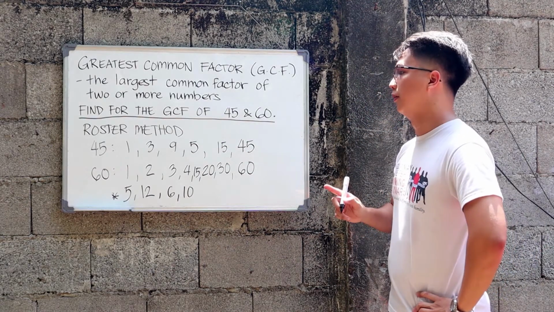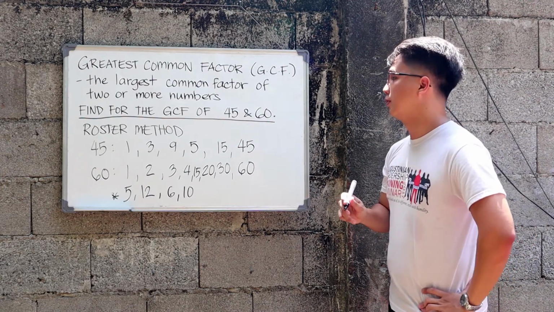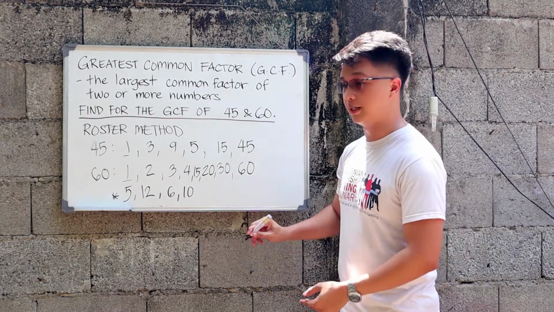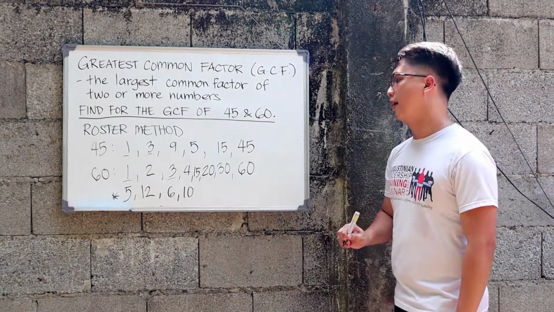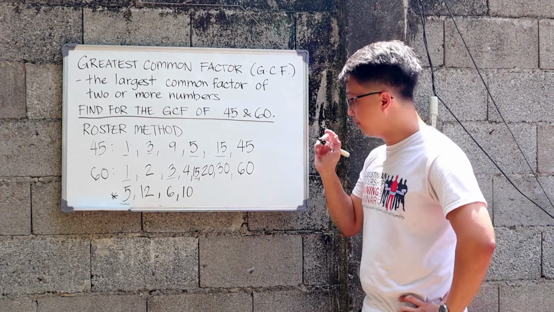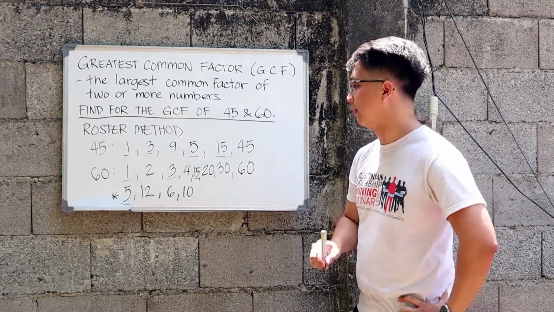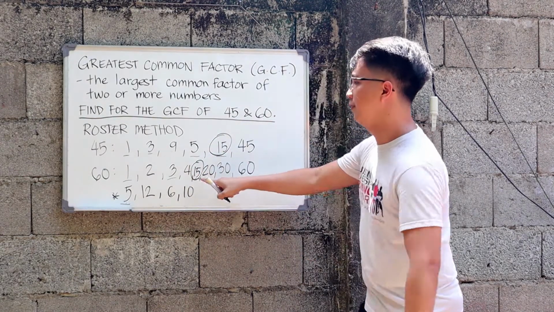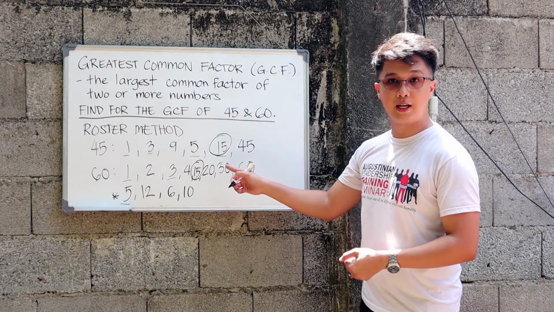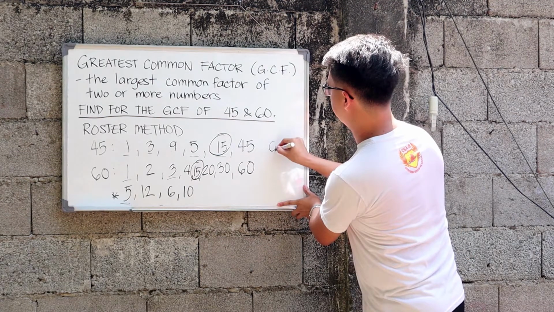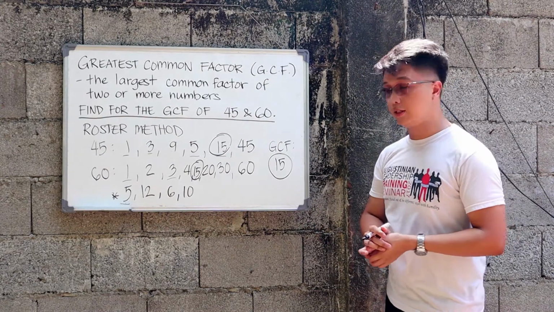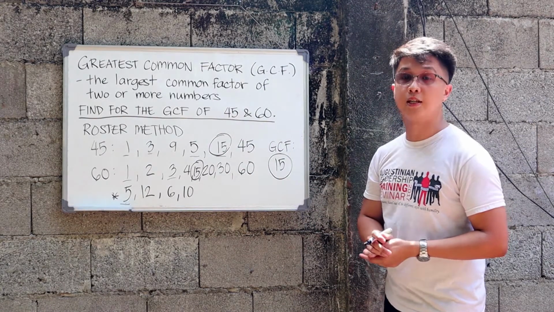Let's find the common ones. What are the common factors? The 1 is common to both because they both have 1 as a factor. 3 is also common. 5, and 15 are also common. So what is the largest among all their common factors? 15. And that is their GCF. The greatest common factor of 45 and 60 is 15, because 15 is the largest number that can divide 45 and 60 evenly without remainder.